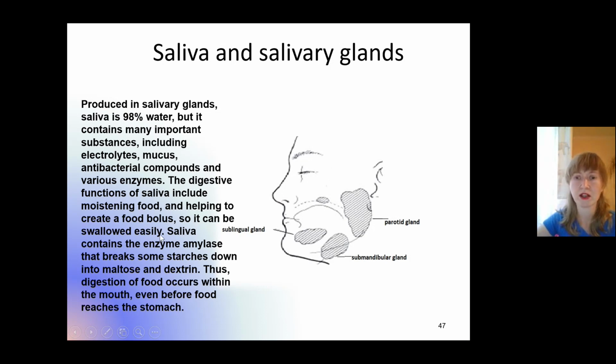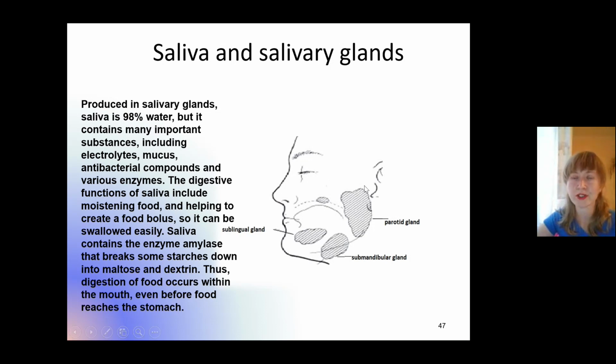The digestive function of saliva includes moistening food and helping to create a food bolus, so it can be swallowed easily. Saliva contains enzyme amylase that breaks some starches down into maltose and dextrin. Thus, digestion of food occurs within the mouth even before food reaches the stomach.